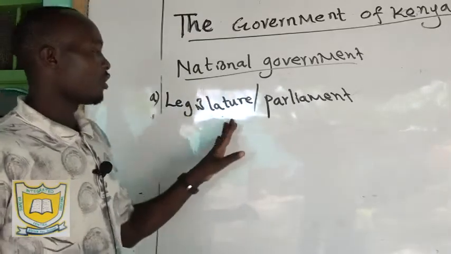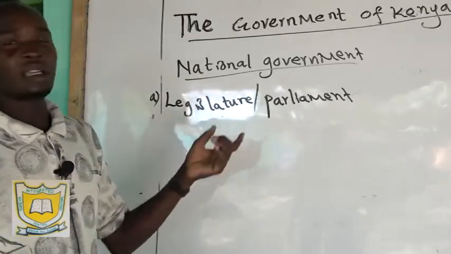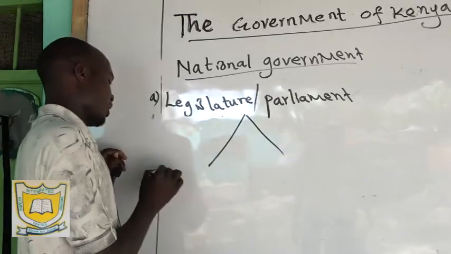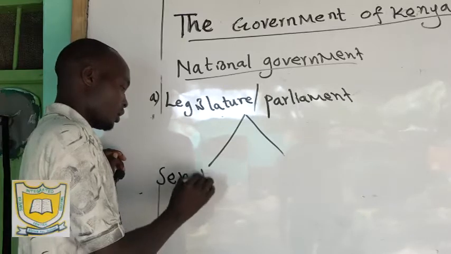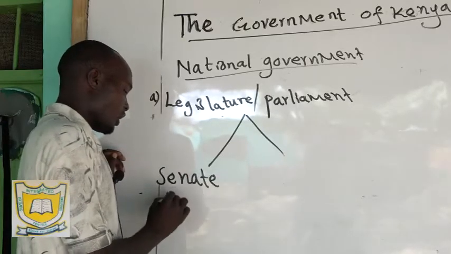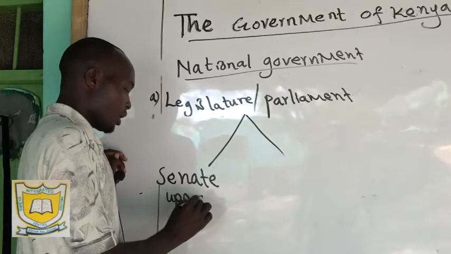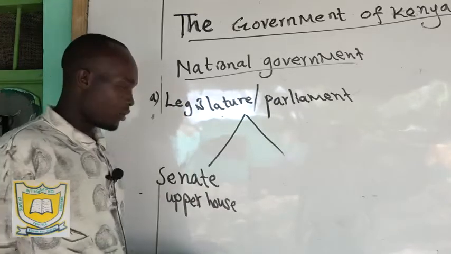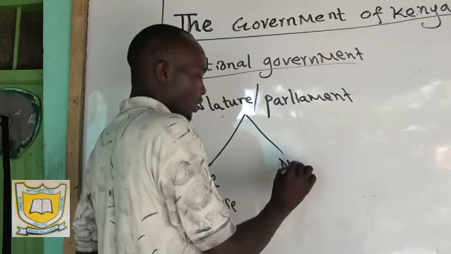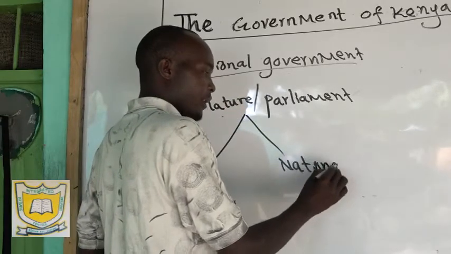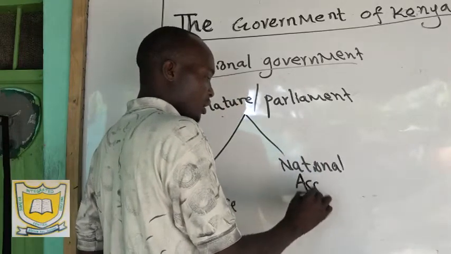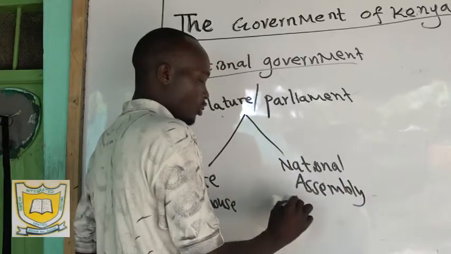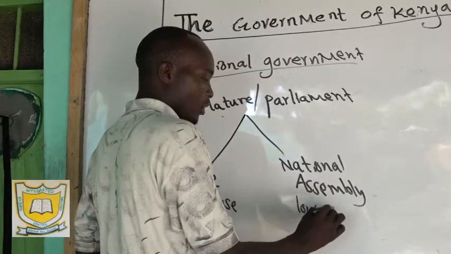Now, according to the new constitution of Kenya, the legislature or parliament is made up of two houses. The first house is called the Senate. The Senate is also called the upper house. Then we have the National Assembly. The National Assembly is also called the lower house.